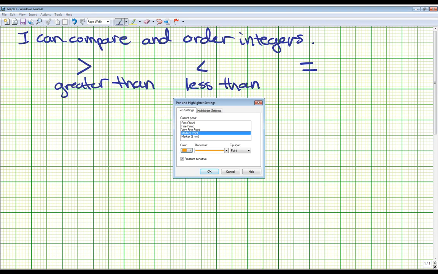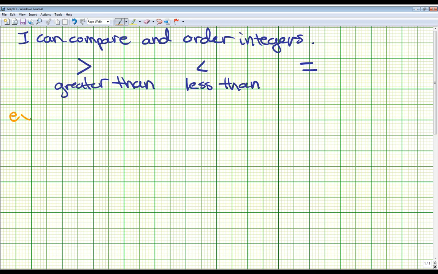So we'll get kicking here. Example 1, comparing integers on a horizontal number line. So we have compare 2 and -6, and they give us a horizontal number line, horizontal meaning right to left.